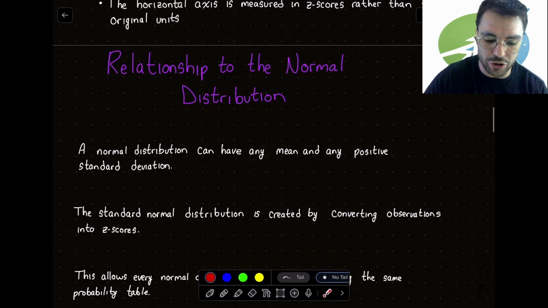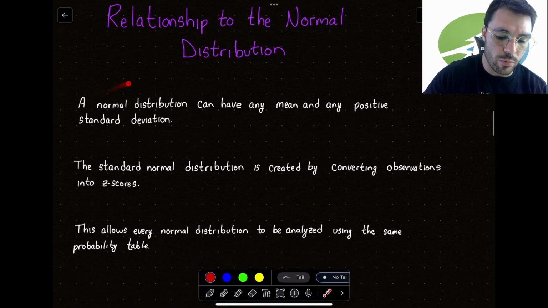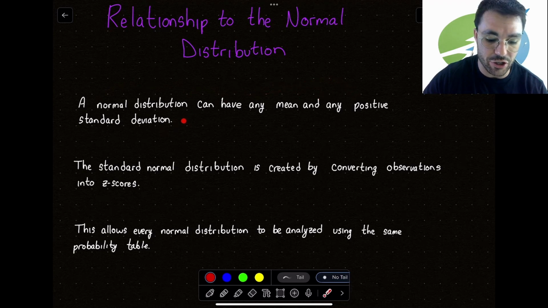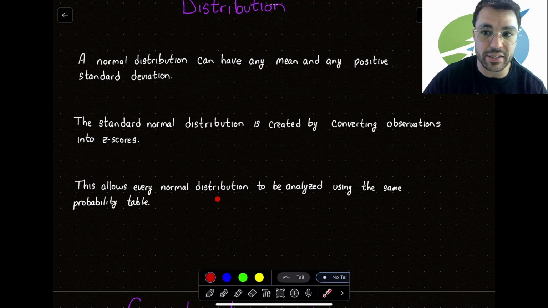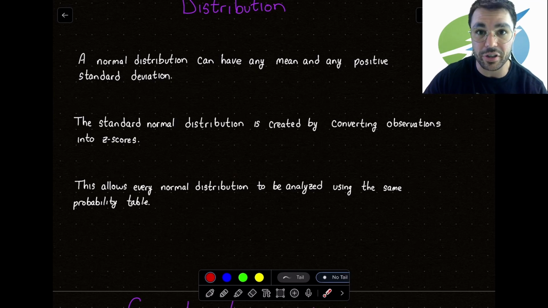Relationship to the normal distribution. A normal distribution can have any mean and any positive standard deviation. The standard normal distribution is created by converting observations into z-scores. This allows every normal distribution to be analyzed using the same probability table. And that's what I mean by generalize. We could take any information, generalize it so that we can use the same probability table to extract whatever information we need from our data.